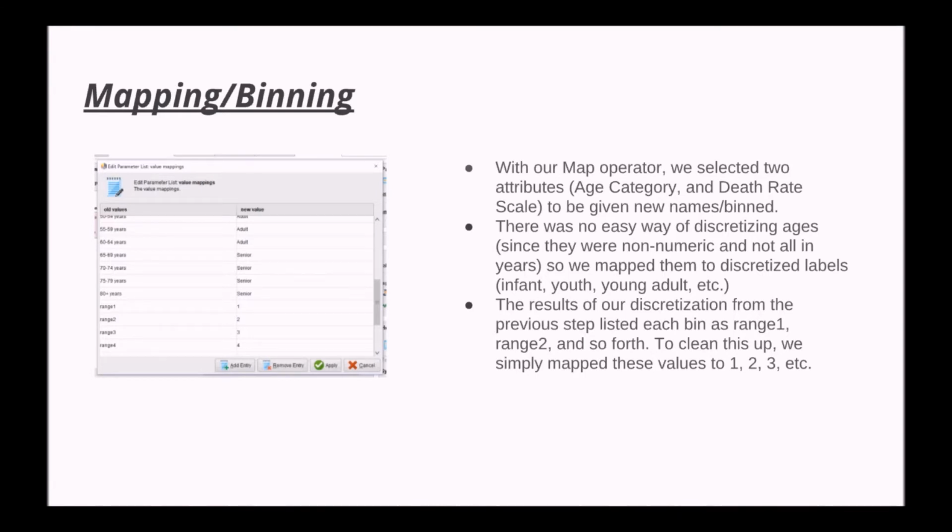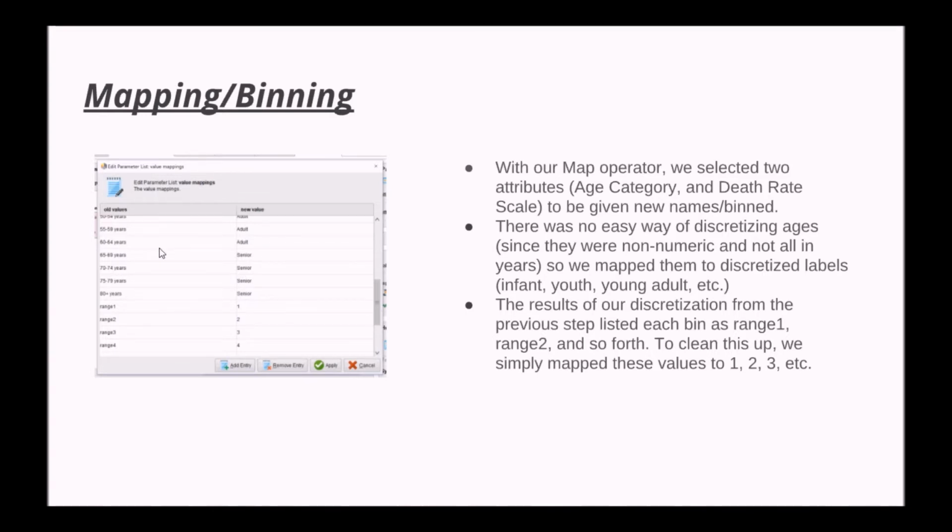So basically what we did was we mapped sets of ages to values. For example, we see 65 to 69 years old, which were in our original data set. We said that these people are seniors, and so on and so forth.